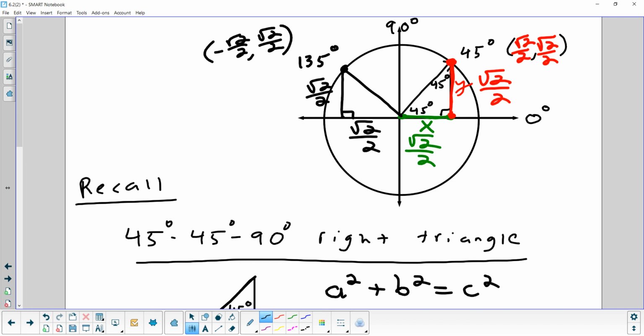If you did the 45-degree angle in quadrant 3, it would be right here. Anyone think they can tell me what the halfway mark would be in quadrant 3?